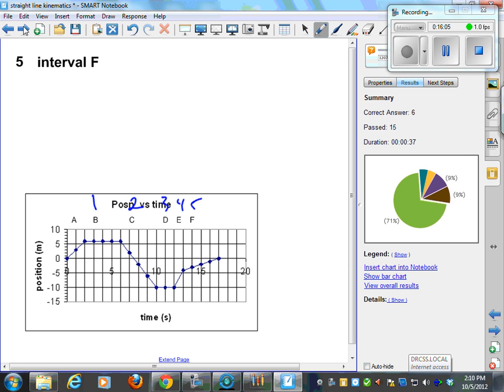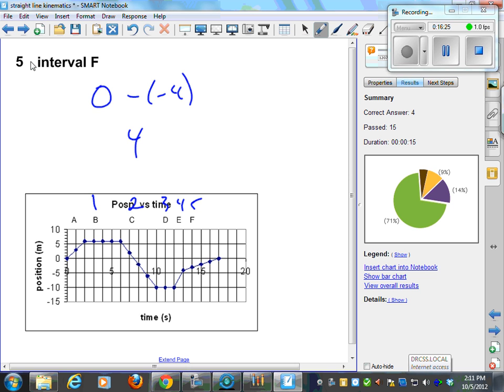The last interval, F, is from there to there. The final position is 0. The initial position is minus 4. So it's 0 minus minus 4, or plus 4. Okay? You need to be able to do those. You will see those on the test. There's one more.